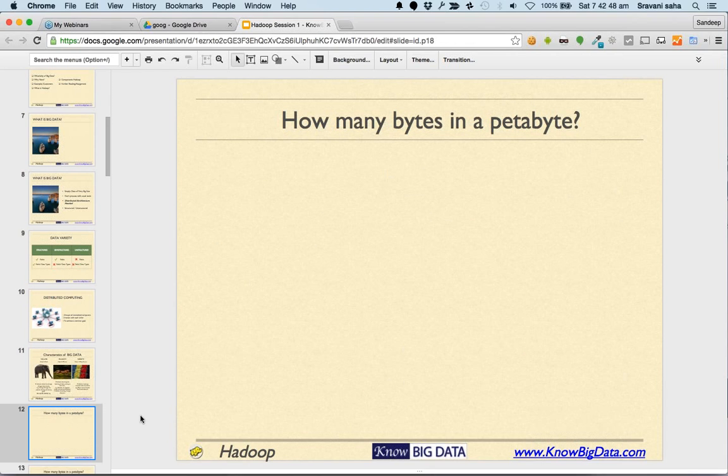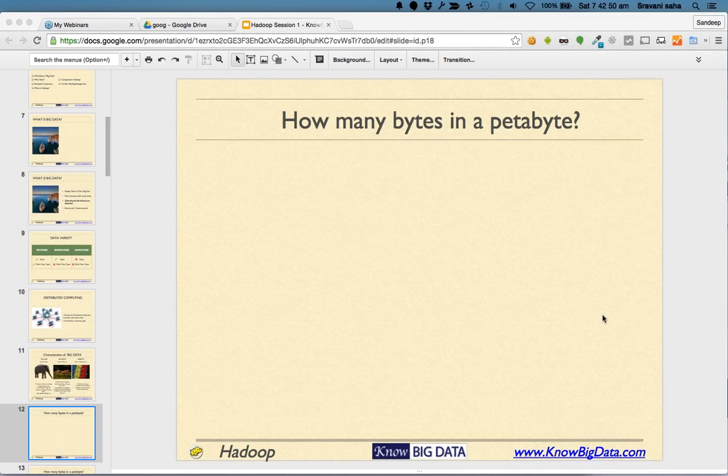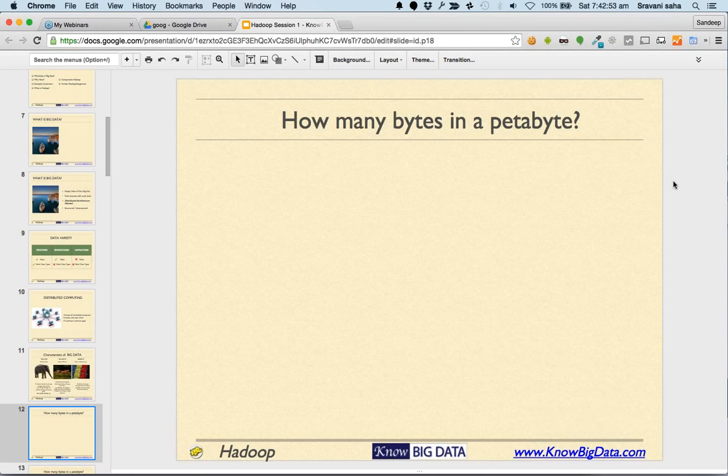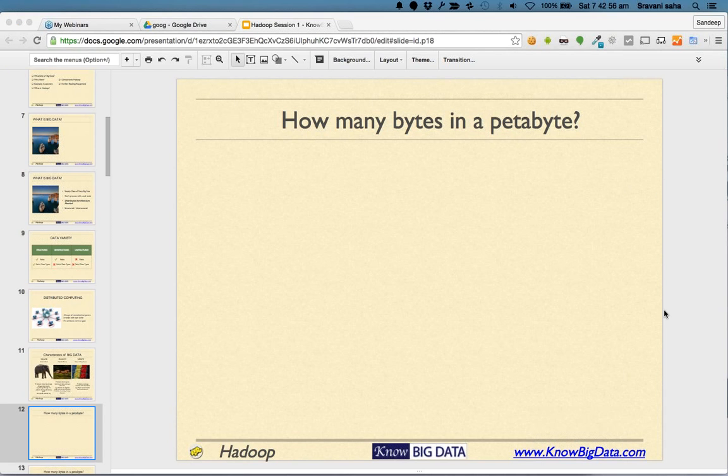All right. So coming back to it, almost everybody is correct. It's 10 to the power 15. Okay, Mauritius. So yes, the way you can remember is using terabyte.